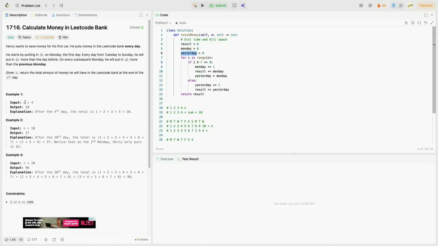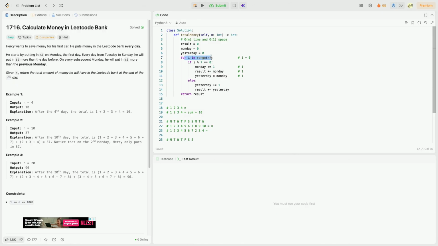So let's use n=4 as an example to step through the code. So we initialize all our variables with 0. We start with i being 0. The value of Monday becomes 1. That's it. So the value of Monday is now 1. And maybe I'll write what i is. So i is equal to 0. Monday is 1. Our result is going to be 1 as well. And remember, yesterday is 1 as well.